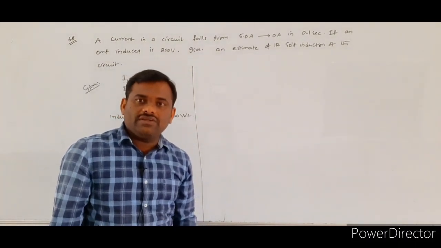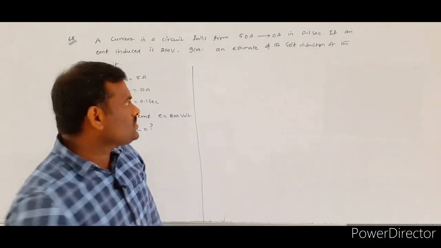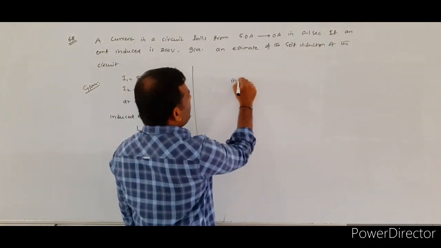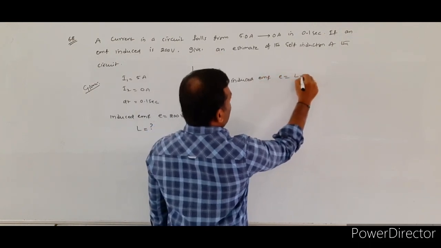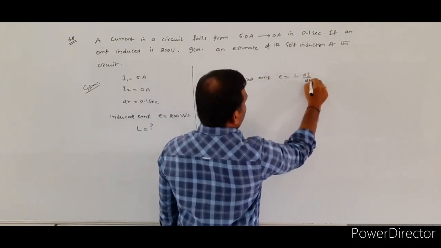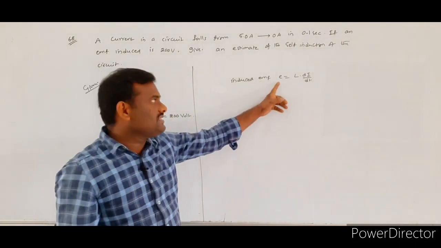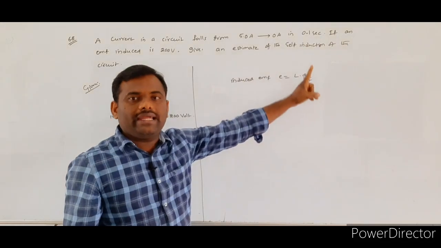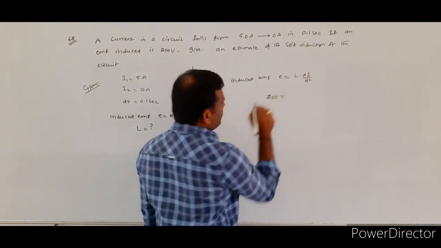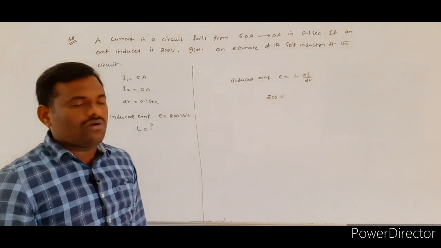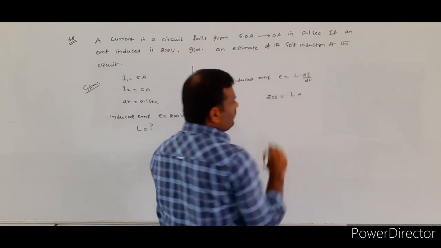In self-induction we wrote one formula, the coefficient of self-induction formula. From that, induced EMF E is equal to L into di by dt. The magnitude of the induced EMF is equal to L into di by dt. Here the induced EMF value they gave is 200. L value we don't know.